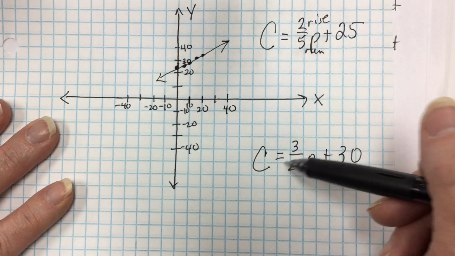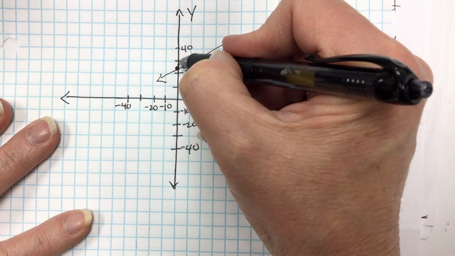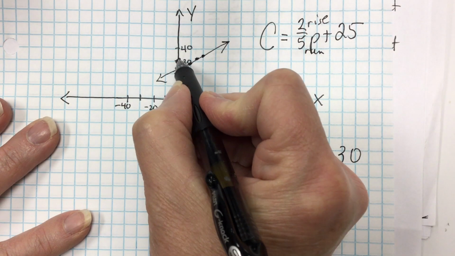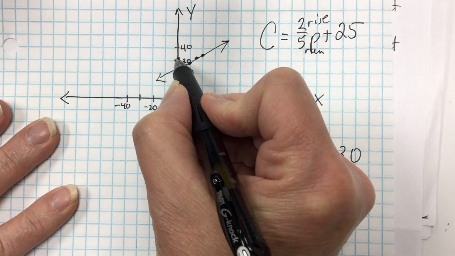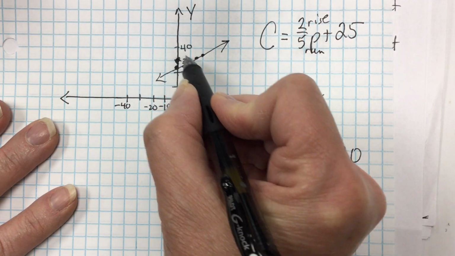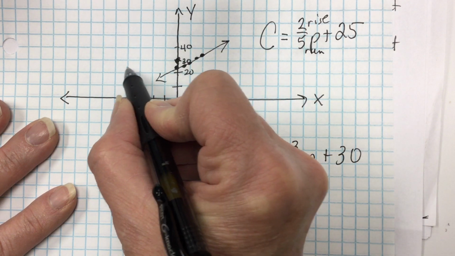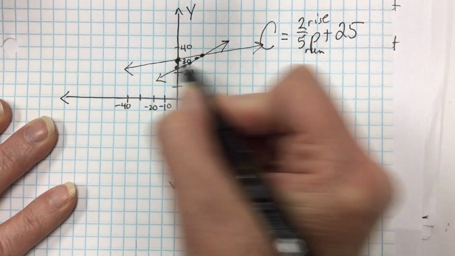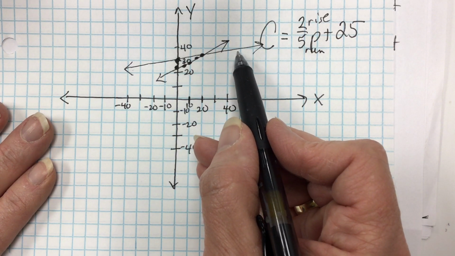Next, let's graph C equals 3/20 P plus 30. We would go up 30 and make a point. Now, your rise is 3, your run is 20. So let's rise 3, 1, 2, 3, and run 20. Running 20 would put me right there. So now I can draw my line through those 2 points. This is for my second package, okay?